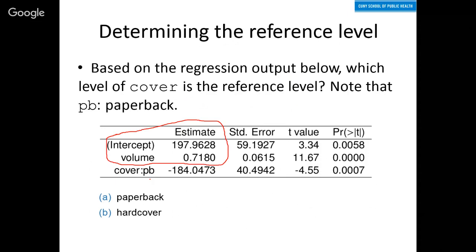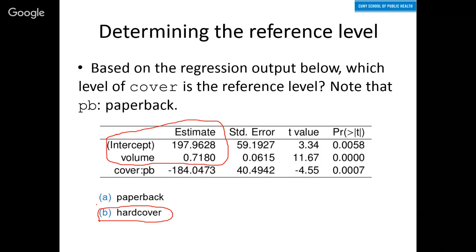This regression could be done equally well with making paperback the reference group, and then what you would see is here a cover colon HC for hardcover instead. Anyone want to take a guess of what the estimate would be if paperback were the reference group and we had instead a coefficient for hardcover? I'm just going to circle this as the correct answer. What would the coefficient be if we changed reference groups? Right now it's minus 184.0473. What would change?